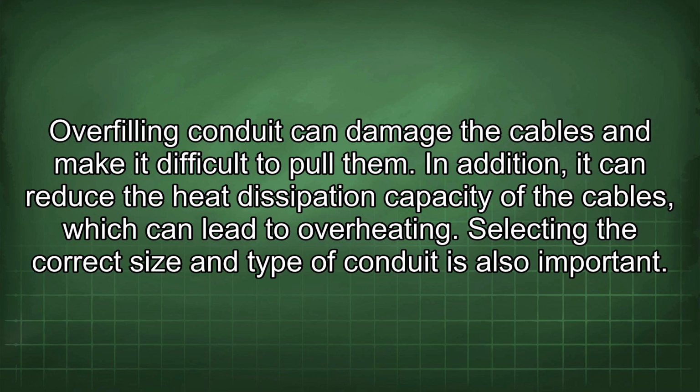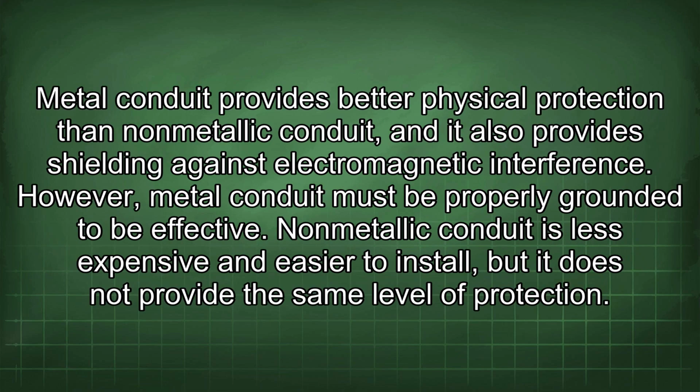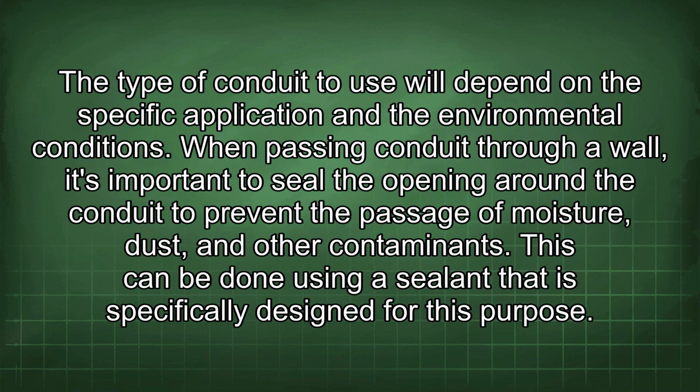Selecting the correct size and type of conduit is also important. Metal conduit provides better physical protection than non-metallic conduit, and it also provides shielding against electromagnetic interference. However, metal conduit must be properly grounded to be effective. Non-metallic conduit is less expensive and easier to install, but it does not provide the same level of protection. The type of conduit to use will depend on the specific application and the environmental conditions.